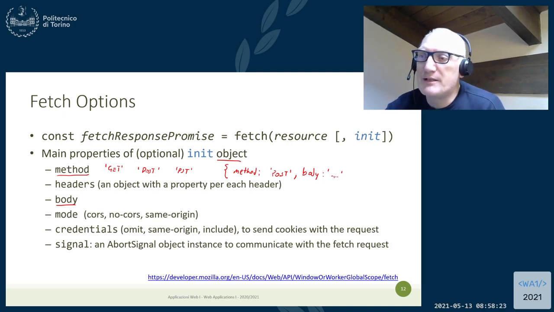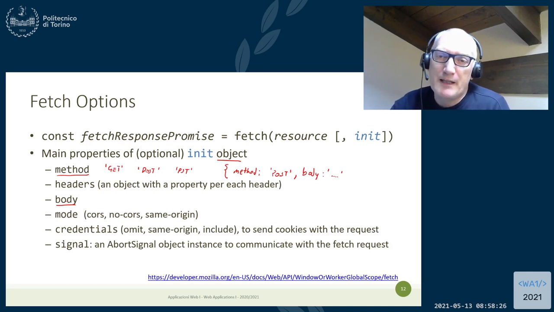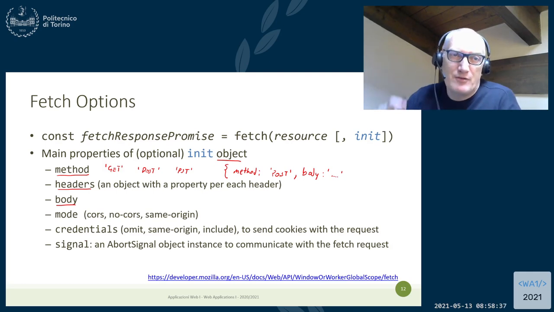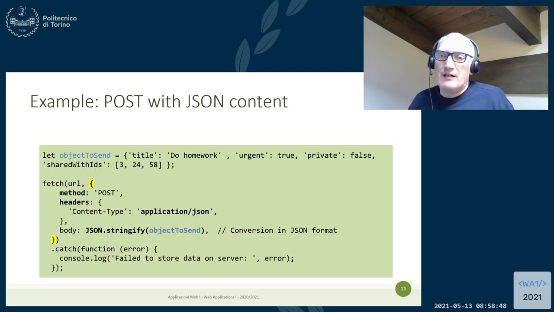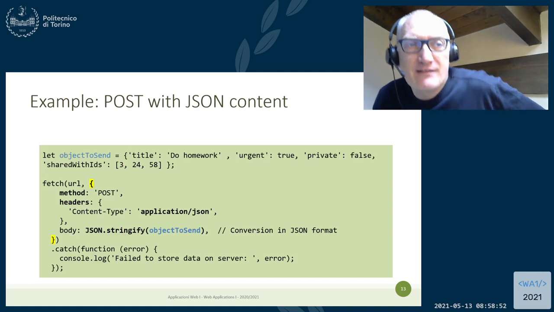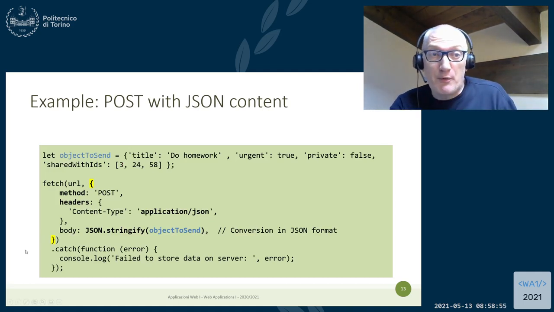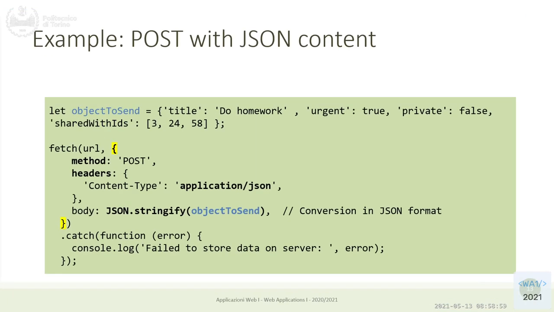And in the case when the body is JSON, we will probably also set the content type header. So we need to set a property of the headers by specifying that the content type, so the type of the body, will be a JSON object. So in the case of a GET, basically we have nothing to do. In the case of a POST, we need to provide some more information so that fetch can compose the actual HTTP request for us. And so this is the complete form for an example of a POST method. So we have the method POST, we have the body that contains an object that we want to send to the server. And of course, we cannot send an object, we need to send a string.